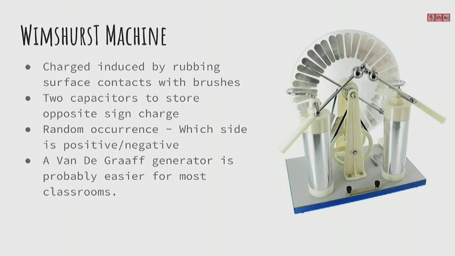In this case, we used the Wimshurst machine. It works by inducing charge by rubbing surfaces with brushes. There are two capacitors built into it, so it can actually store quite a bit of charge. In a typical Wimshurst machine, it's a random occurrence which side becomes positive and which side becomes negative, unlike the Van de Graaff generator, which works based on contact with the belt. So if you have a Van de Graaff generator, it's probably an easier way to go than using this. This is what we used, though.